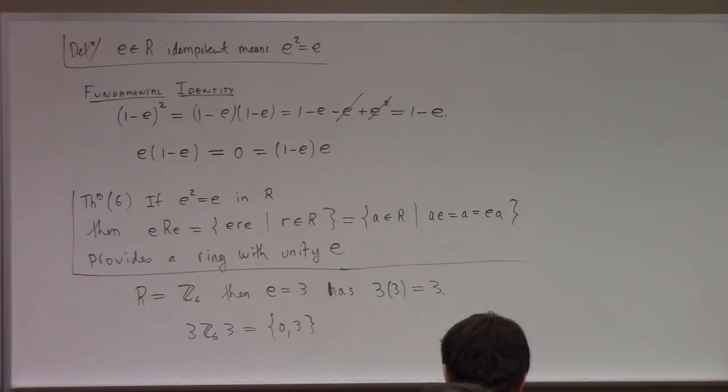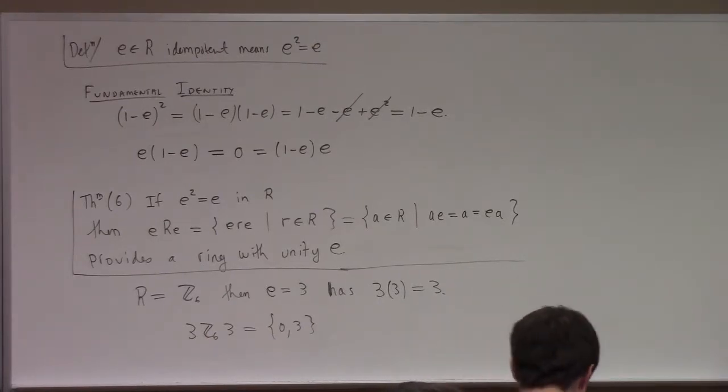So that generalizes. Anytime you have an idempotent, you can construct one of these weird things. It's not a subring, but it's a subset which behaves as a ring, although it doesn't have the identity. The idempotent becomes the identity in the subring.